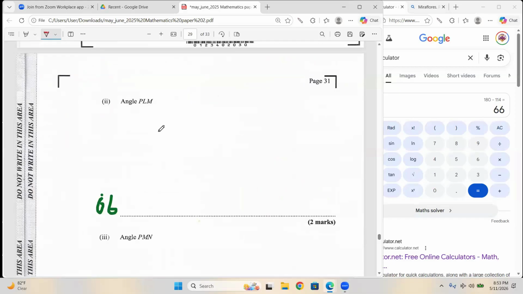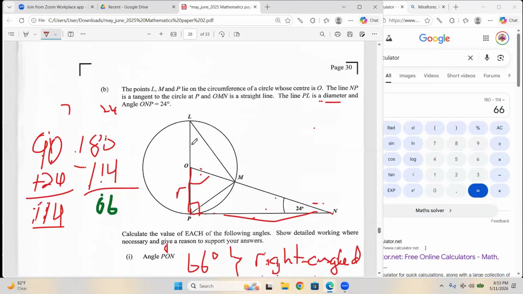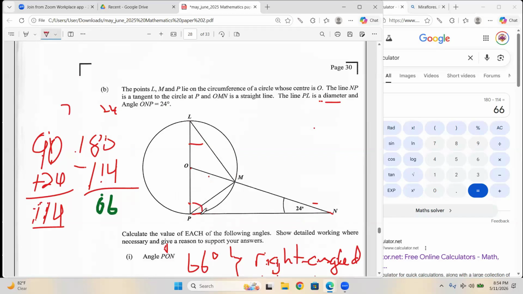Moving on. PLM, that's this angle at L. I just say anytime you find angles in these diagrams, it is good practice to put them in. It may come in handy. Okay, so this one, we can focus on this triangle.